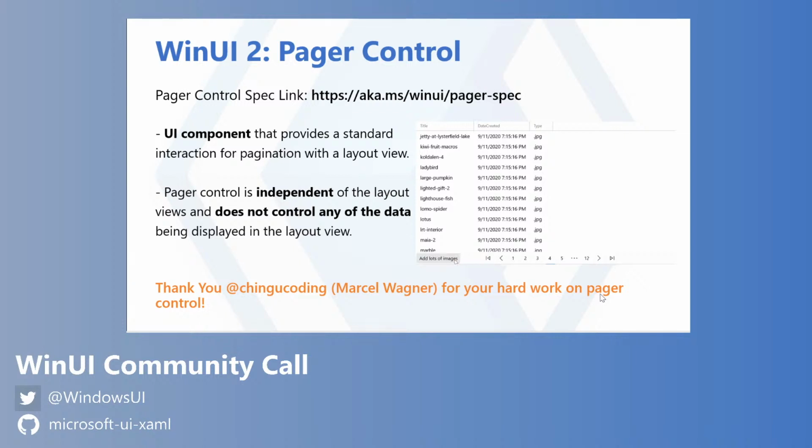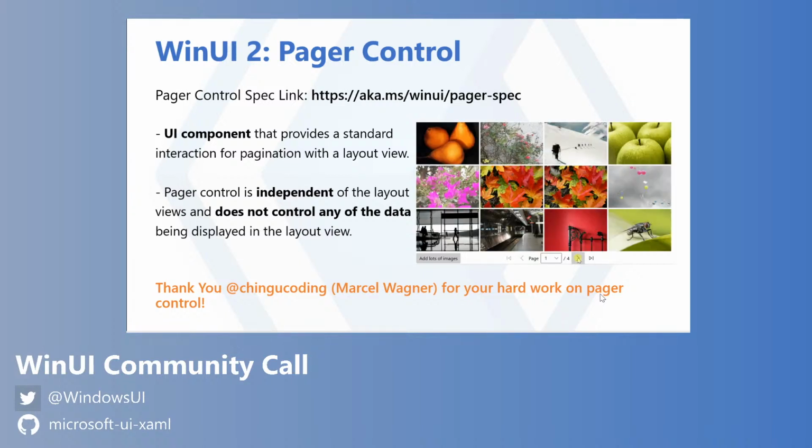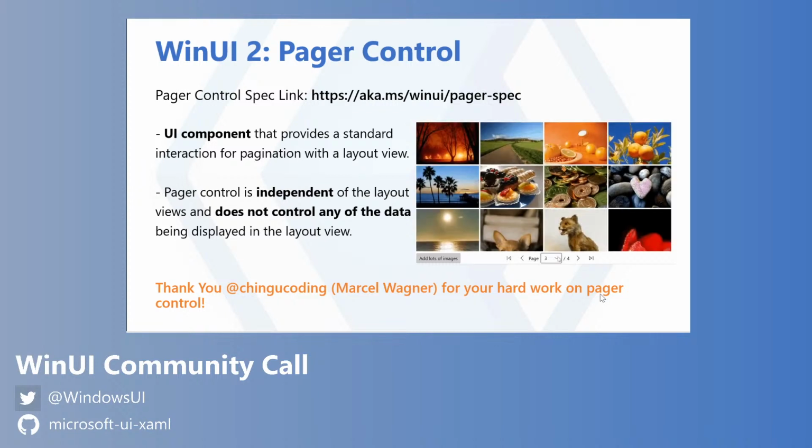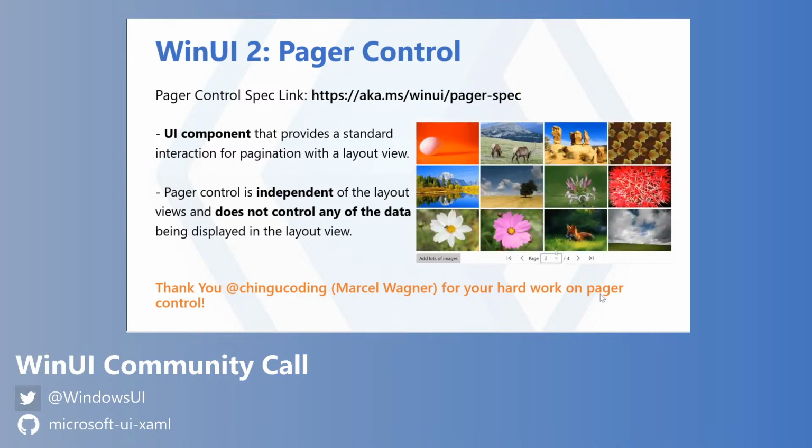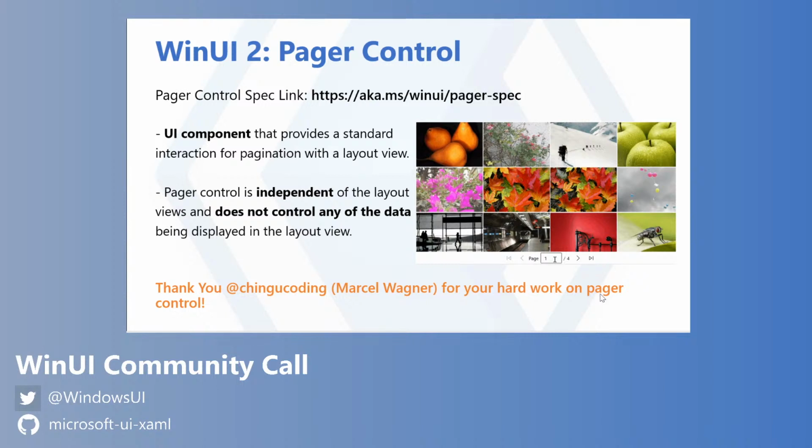You can see in the video on the right that there are 3 different display modes that you can configure the control to be. There's a number panel, a combo box mode, and a number box mode. So you can choose which one is best for your scenario and style it however you like.